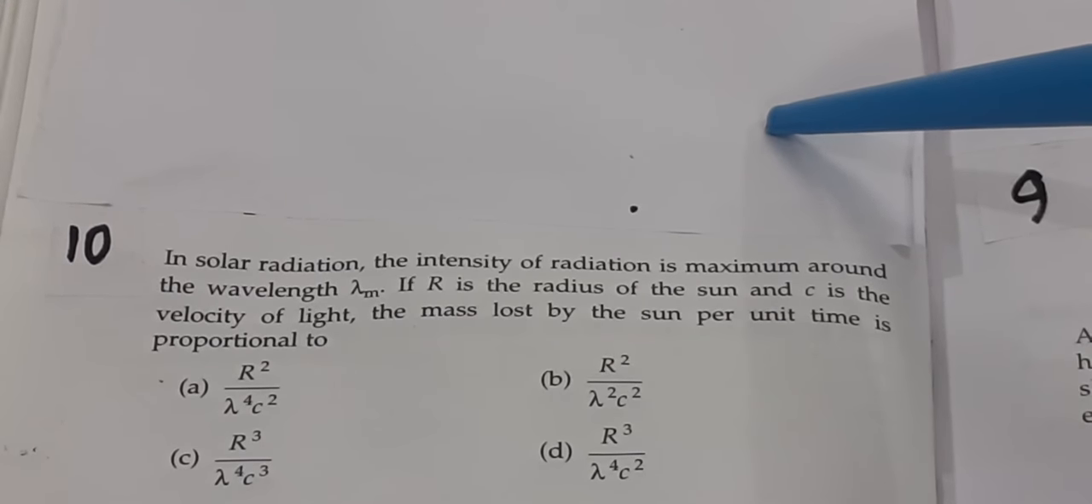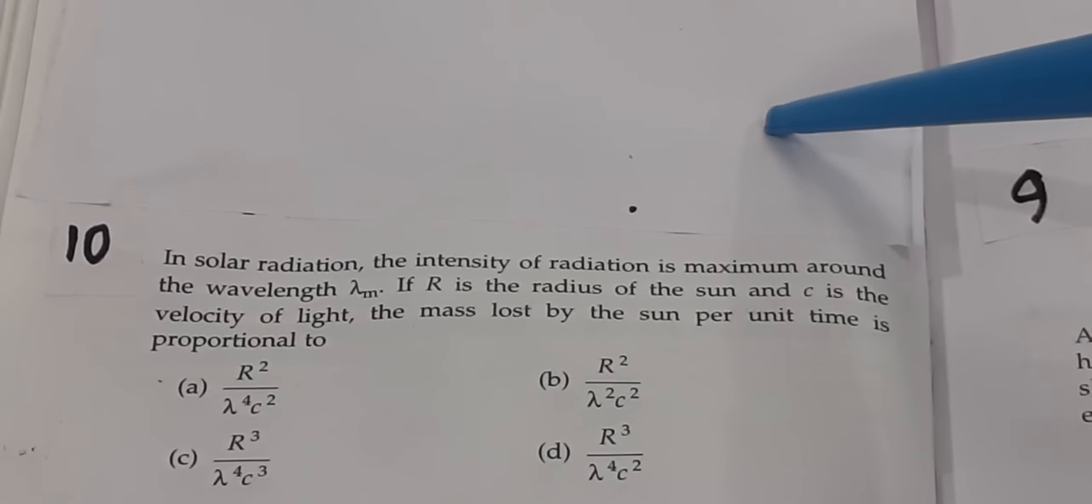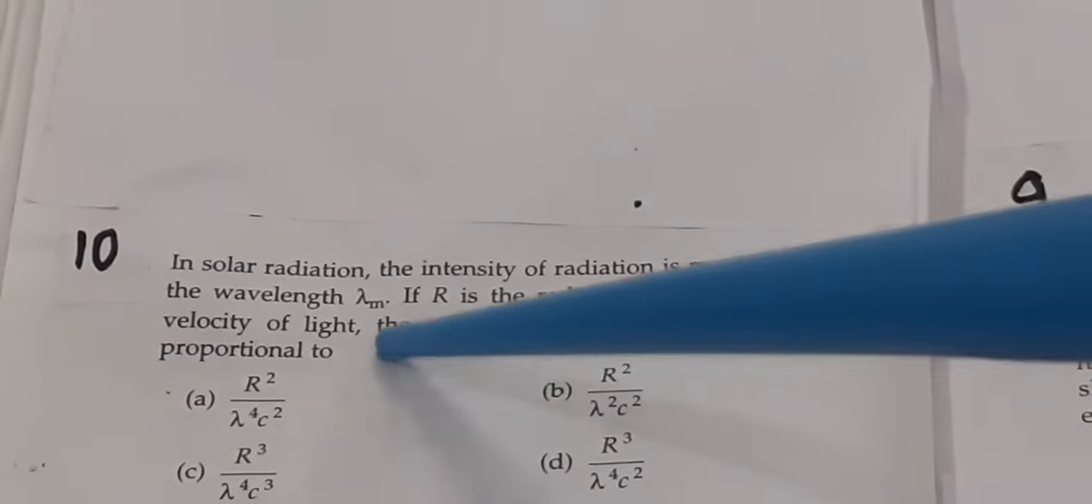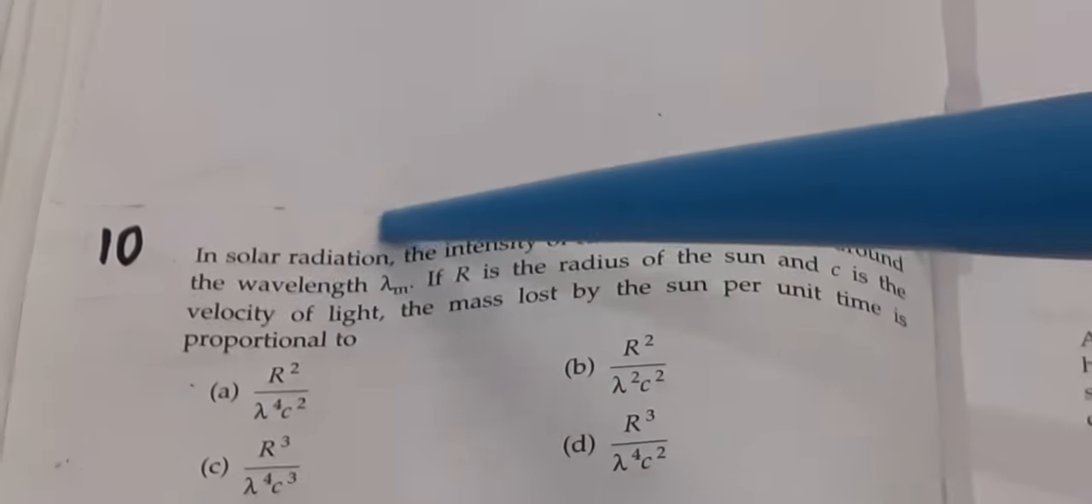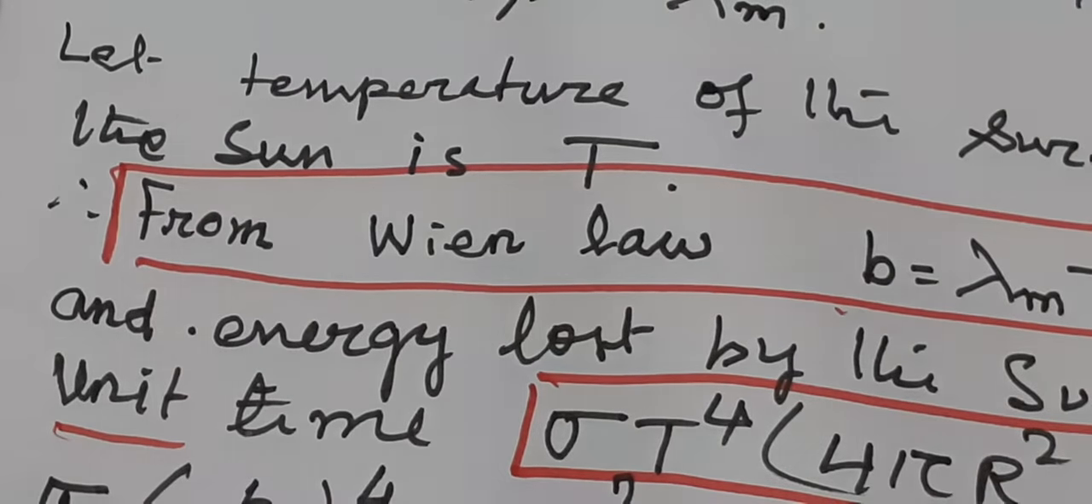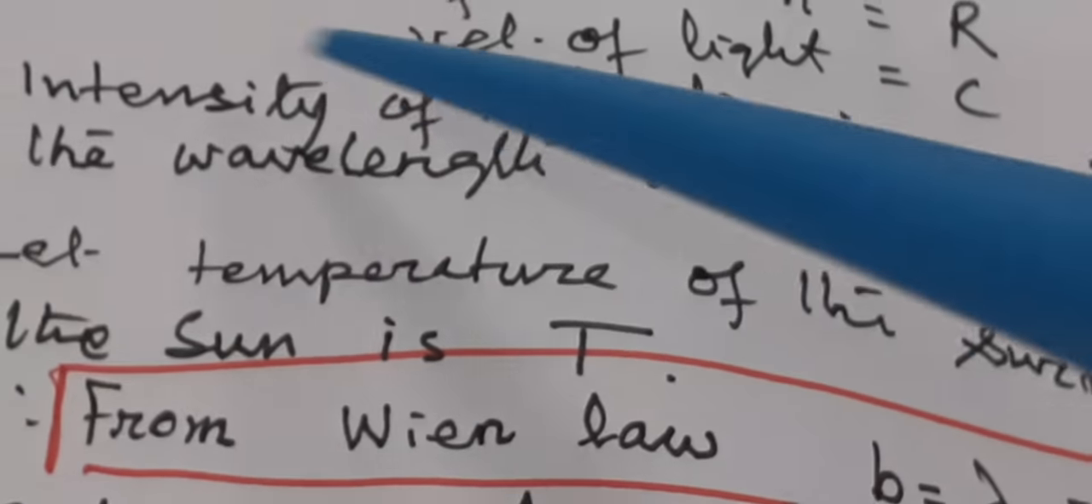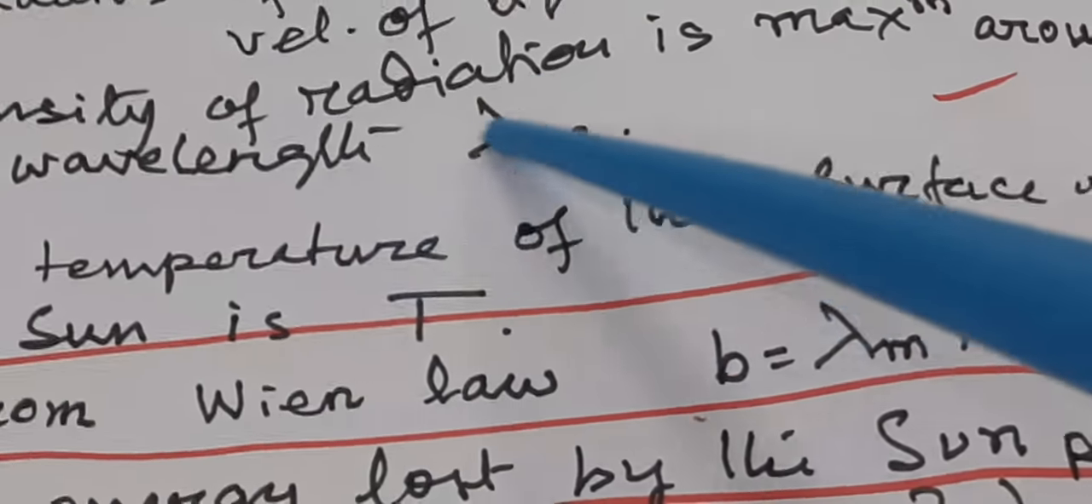Now, next job. You can see in solar radiation, the intensity of radiation is maximum around the wavelength lambda suffix m. If R is the radius of the sun and C is the velocity of light, the mass lost by the sun per unit time is proportional to what? We have to see what will be the mass loss by the sun in unit time. Now, as this is given, we know from Wien's law that b equals lambda suffix m into T, because maximum energy belongs to this wavelength. Let the radius of the sun be R, velocity be C, and intensity of radiation maximum around the wavelength lambda suffix m.